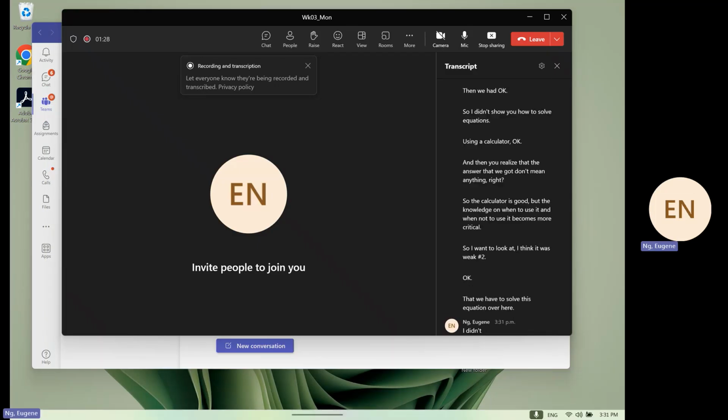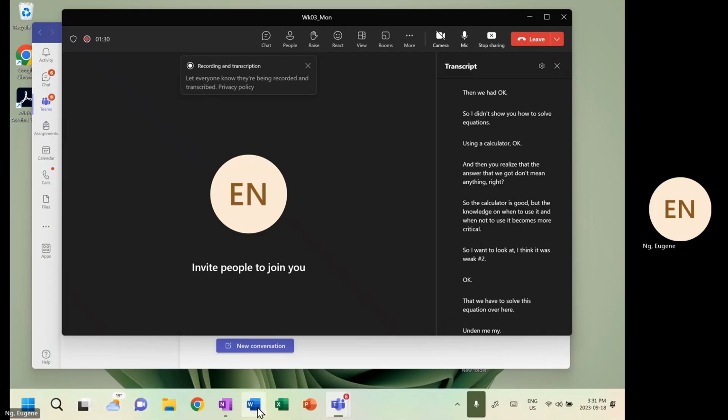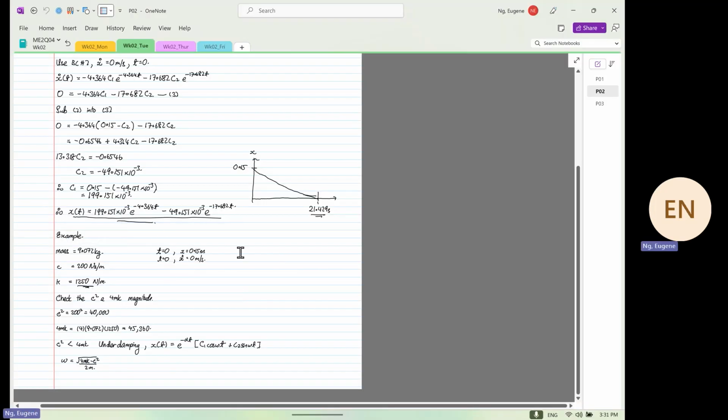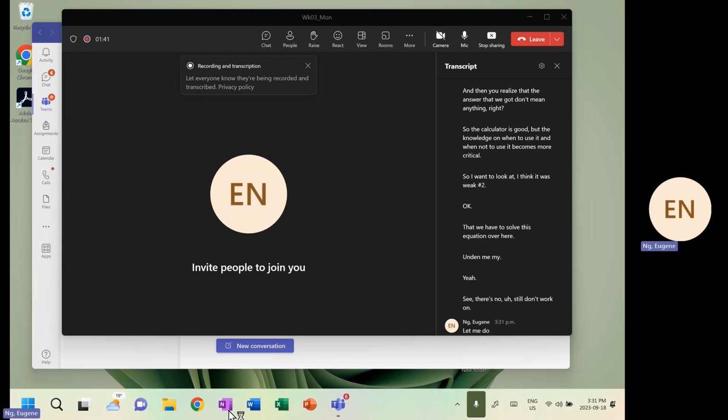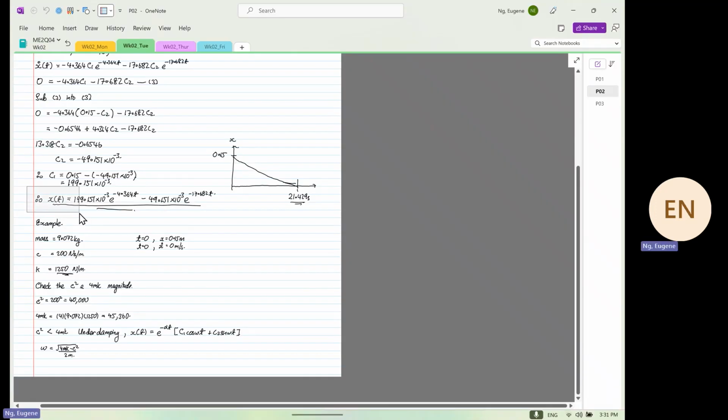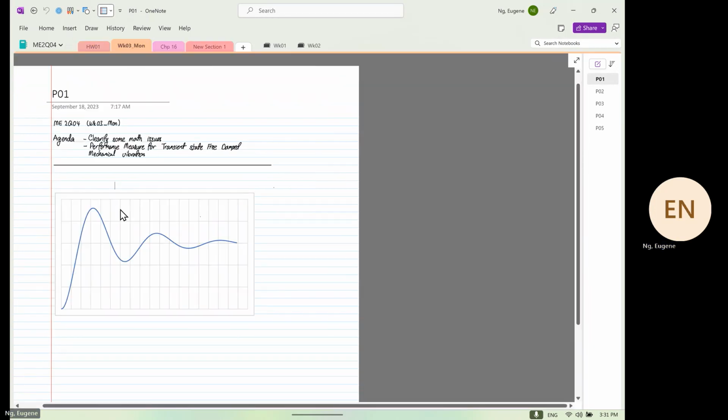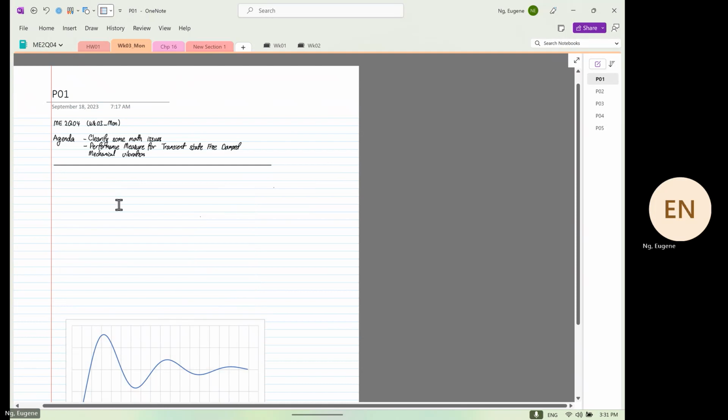Pardon me, yeah, see, doesn't work now. Still doesn't work. Hold on. Let me do it again. Okay, it's better. So remember, we had this equation, right? I'm going to copy this equation. Okay, so this equation over here, we're going to solve it.